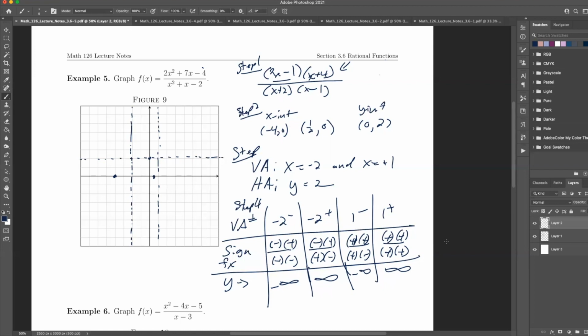All right, so now we have everything we need. We have what it does, how it acts, and everything. So let's go ahead and do this. So here, as I go out to infinity, I'm going to approach this line. I know that. As I come in, I'm going to come to the negative infinity here. So I'm going to come in from negative infinity and go out.